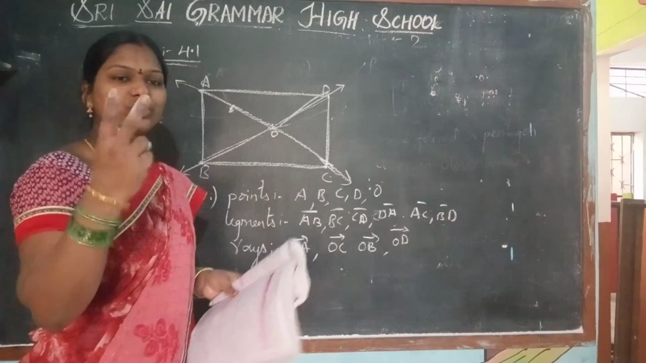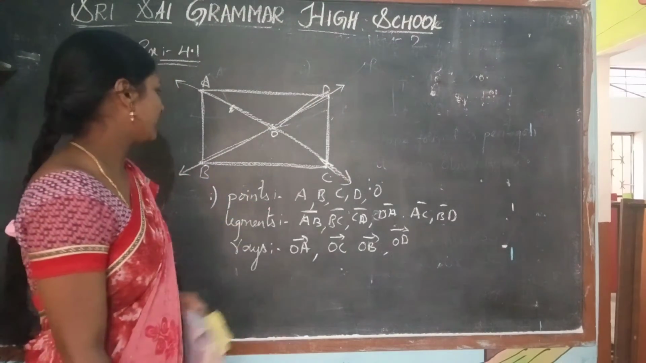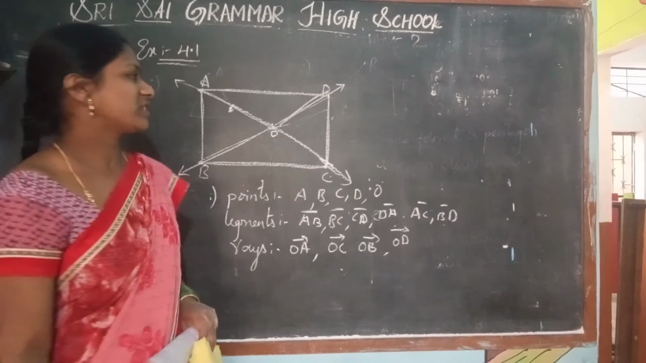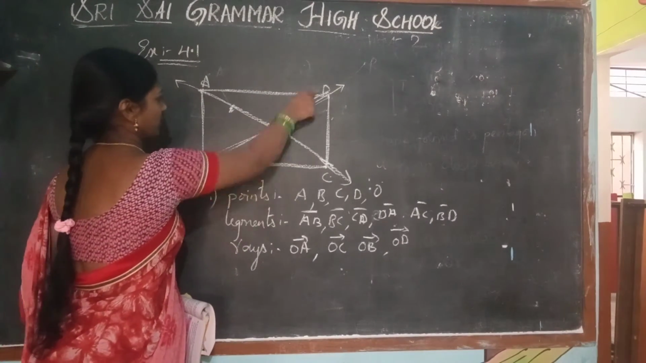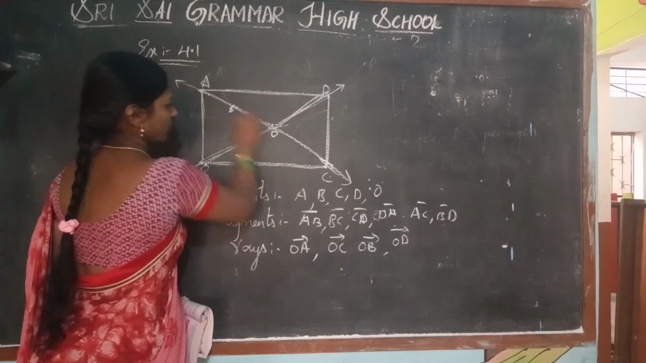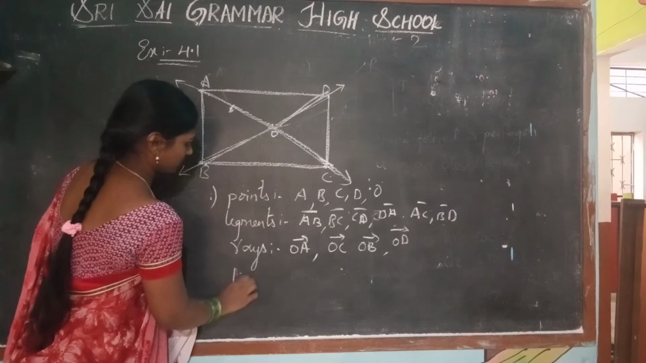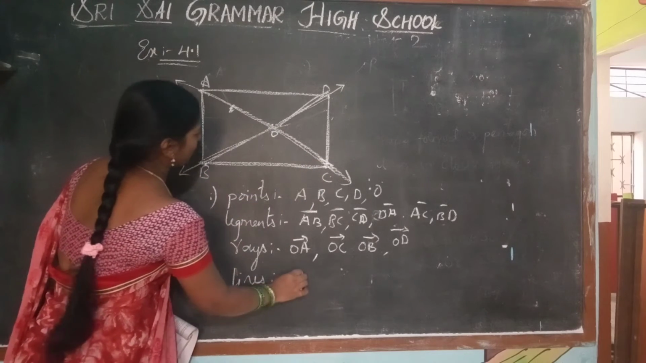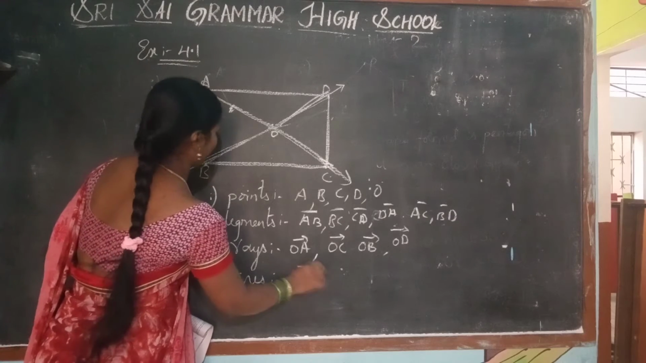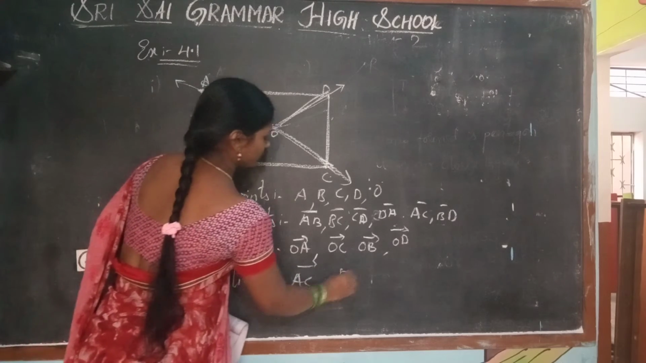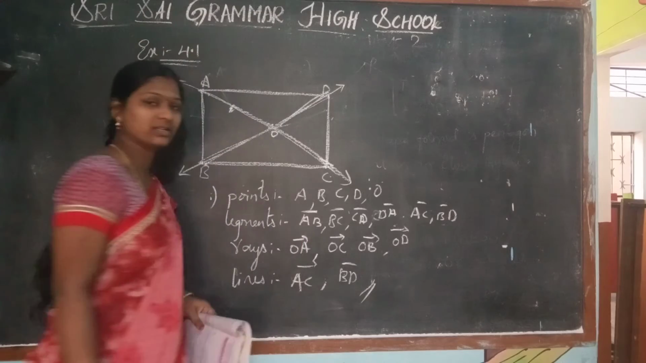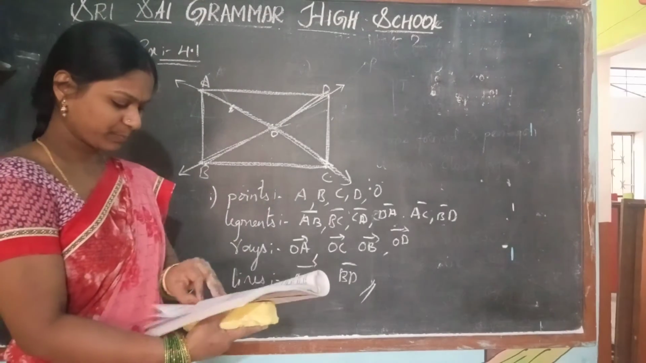And any two lines. Here the diagonals which are cutting, A to C and D to B, these are the 2 lines. Yes, lines. A to C, 1 line. D to B, 1 line. Yes, understood?